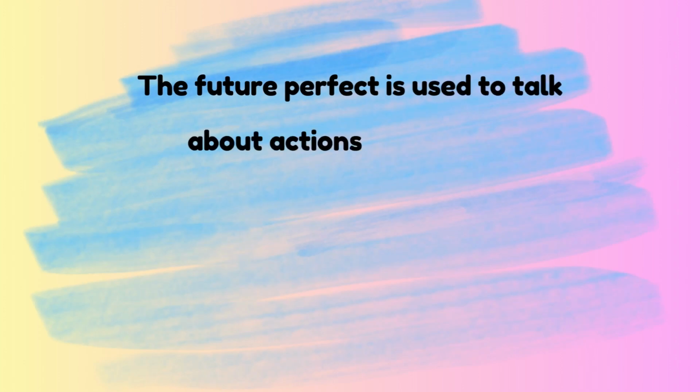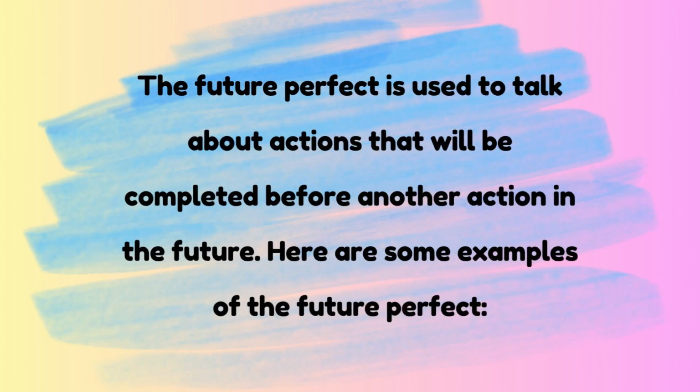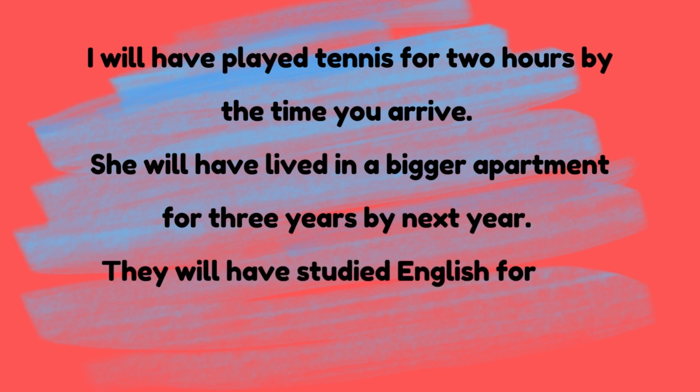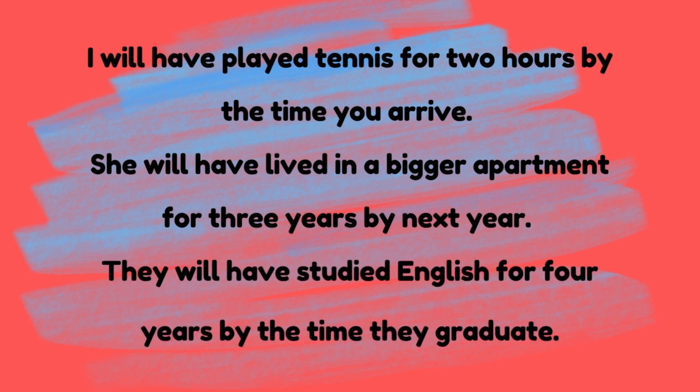The future perfect is used to talk about actions that will be completed before another action in the future. Here are some examples of the future perfect. I will have played tennis for 2 hours by the time you arrive. She will have lived in a bigger apartment for 3 years by next year. They will have studied English for 4 years by the time they graduate.